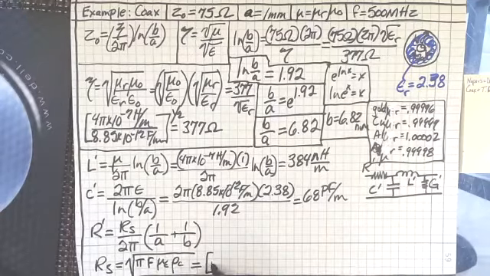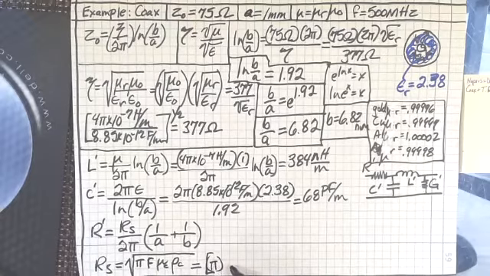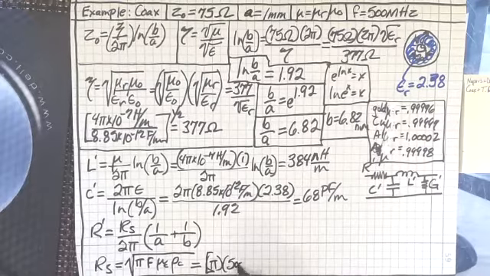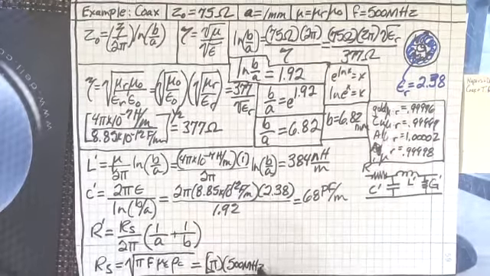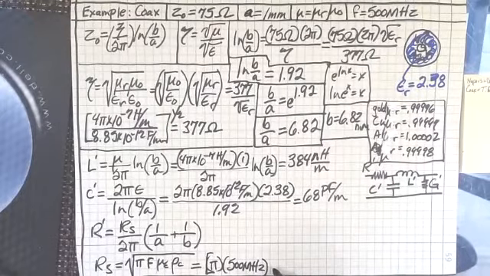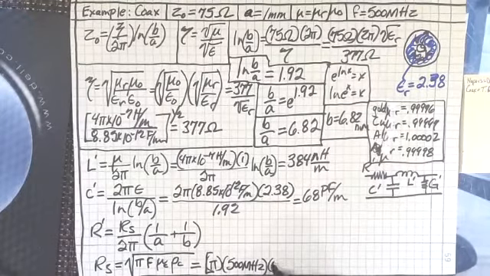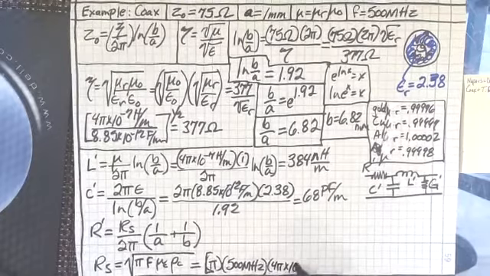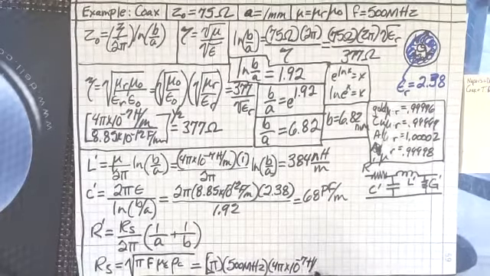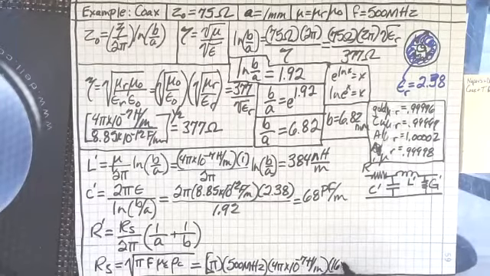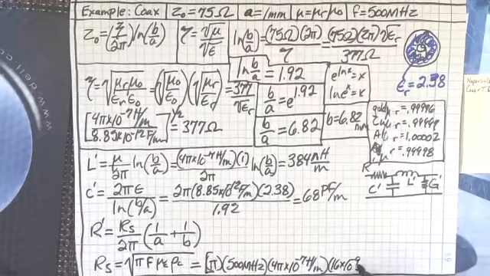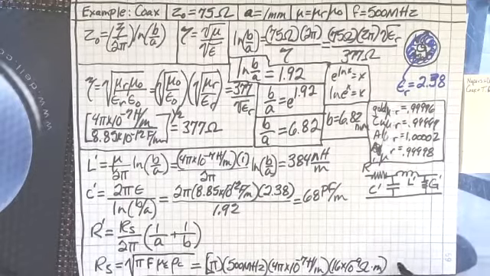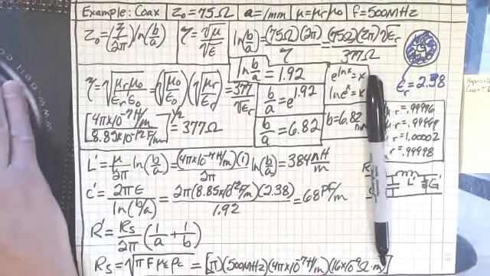So I've got pi times my frequency, which is 500 megahertz. I'll let you put the times 10 to the 6th in there, times 4 pi times 10 to the minus 7 henries per meter, times 16 times 10 to the minus 9 ohm meters, all taken. Just a second, okay?